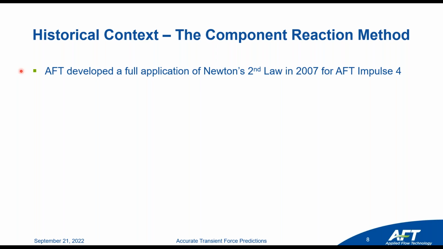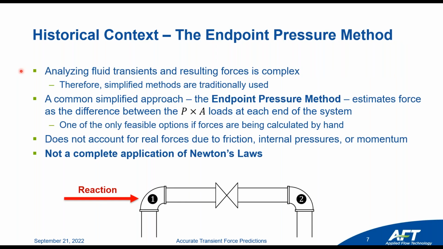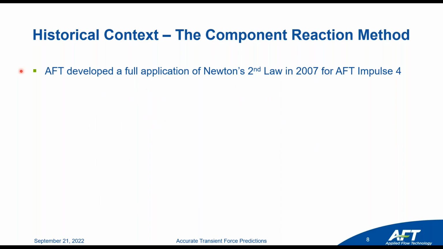I actually made a trip down to Houston and talked to one of the leading software suppliers at the time, which was the people who developed Caesar 2 software, and asked them, how do people do this? And they said, essentially, that they just use this method right here, P times A, endpoint pressure method. So we went and faithfully started using that method in Impulse 4 before it was released. This is during the development of Impulse 4, and we found out pretty quickly it has some flaws. It doesn't include everything.